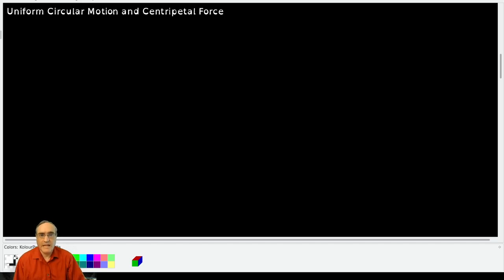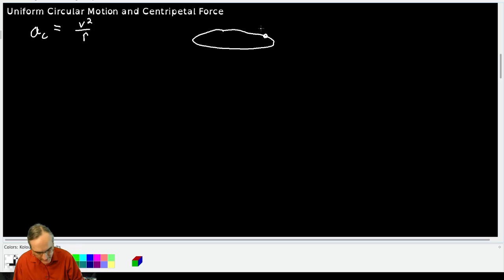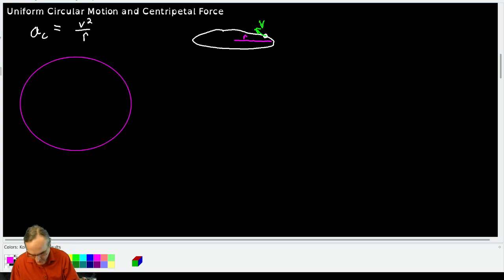Uniform circular motion, and the centripetal force. So, back in chapter 4, we'd found the centripetal acceleration looks something like v squared over the radius. If you have an object that's going around following a circular motion and it has a particular speed, v, with a particular radius for the circle r, you can find the size of the acceleration that that object experiences at any point.